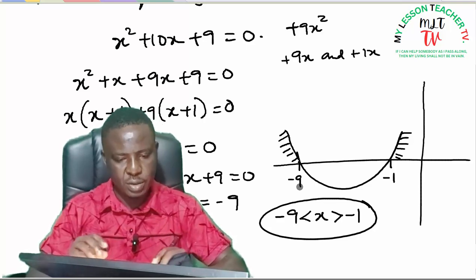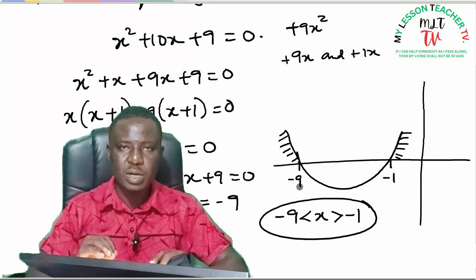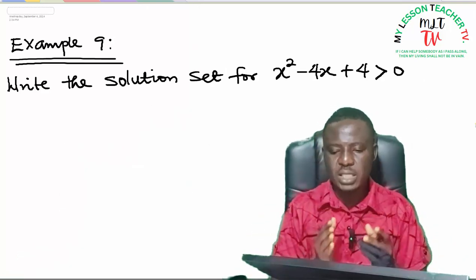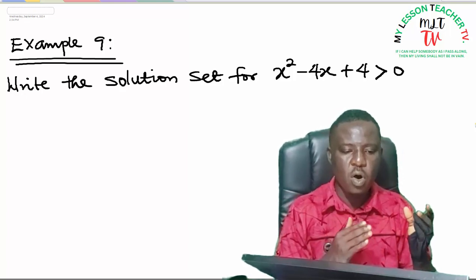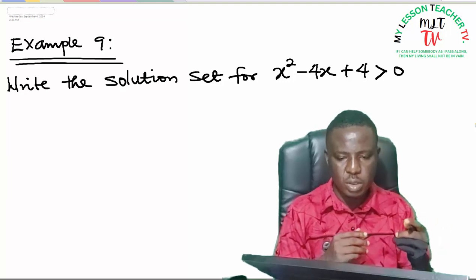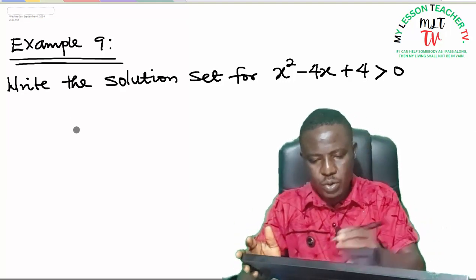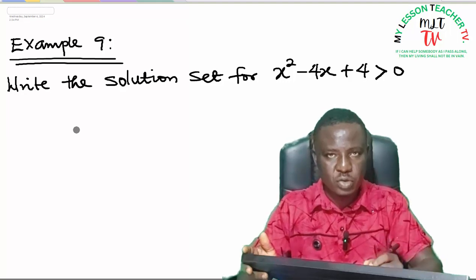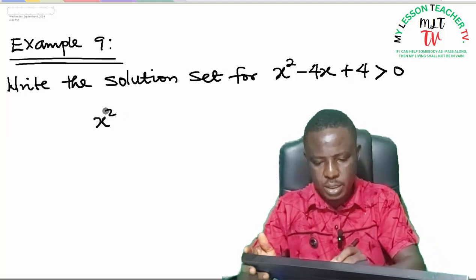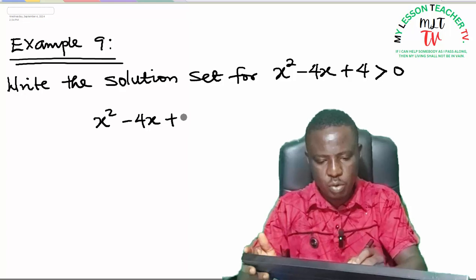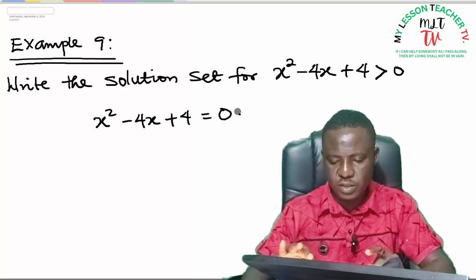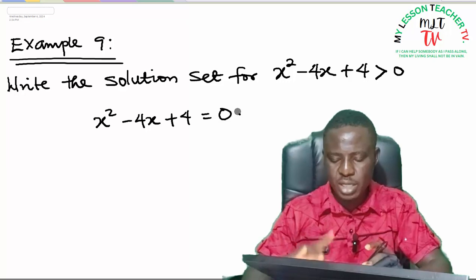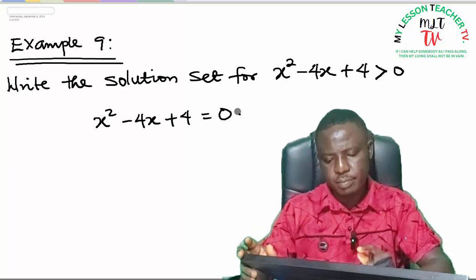We shall now take example 9. Example 9 says we should write the solution set for x squared minus 4x plus 4 is greater than 0. Now, we can do this by looking for the zeros of the inequality. That is x squared minus 4x plus 4 is equal to 0. Look for two terms that when you multiply them together, give you the product of the first term and the last term, and when you add them together, give you the middle term.